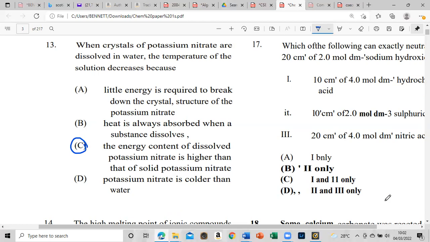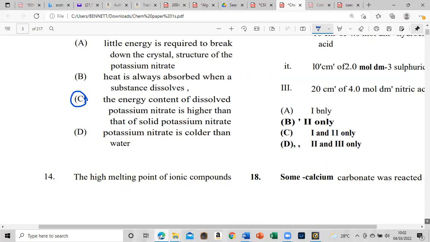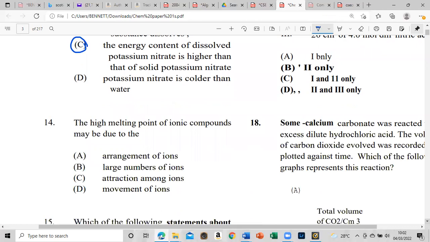All right, let's move on to 14. The high melting point of an ionic compound may be due to: A, the arrangement of the ions; B, large number of ions; C, attraction among ions; or D, the movement of ions? And that would be C, attraction among ions.